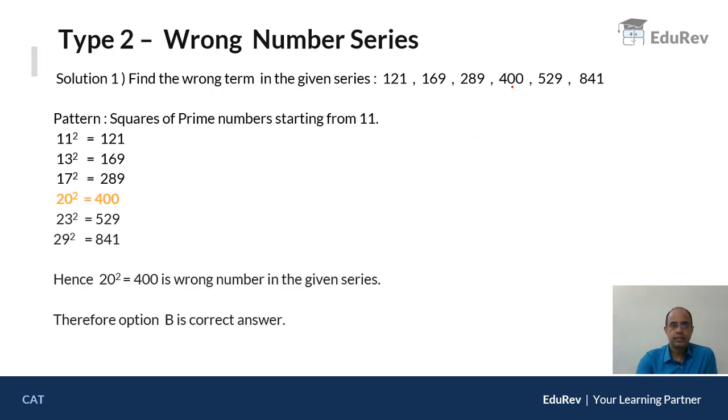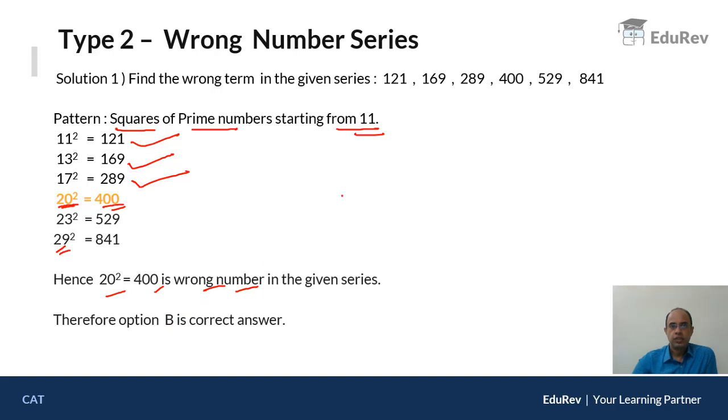Hence, guys, let us understand the pattern. The pattern was squares of prime numbers starting from 11. 11 square is 121, which was the first number. 13 square is 169. 17 square is 289. But 400 is 20 square and 20 is not a prime number. 529 is 23 square, which is again a prime number square, and 841 is 29 square, which is again a prime number. Hence 20 square, which is 400, was the wrong number in that given series. Therefore, we need to mark option B.